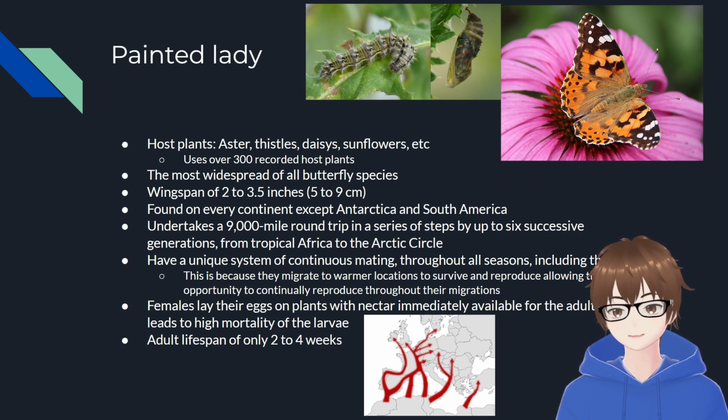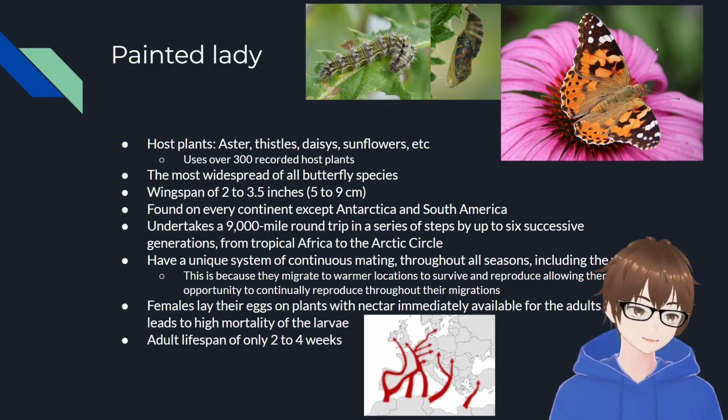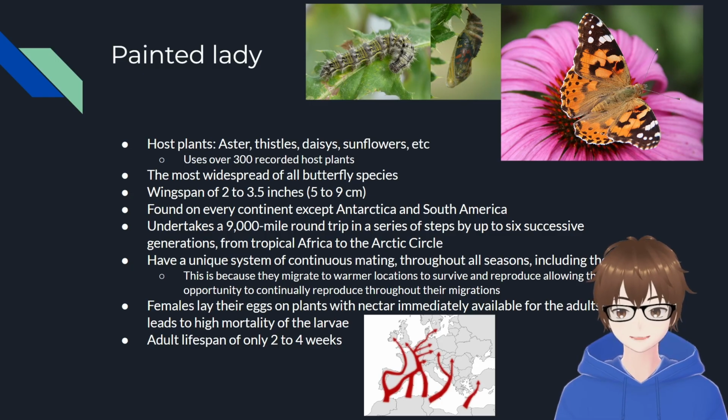The females will lay their eggs on plants with nectar immediately available for the adult, even if it leads to high mortality for the larvae. So they don't really care where they lay their eggs. They just lay their eggs. As long as there's food there for the adult, they'll lay their egg and worry about the consequences later because they continue to reproduce all the time. The adult lifespan of these is only 2 to 4 weeks long.